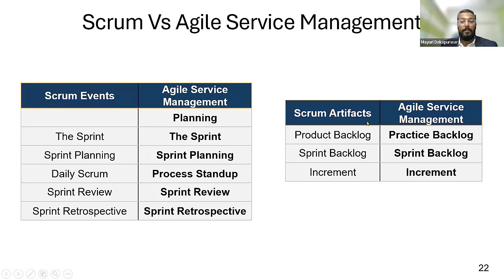Now, if I talk about Scrum artifacts, we have the product backlog, the sprint backlog, and the increment that we deliver at the end of every sprint. We call those the artifacts. Similar to that, in Agile Service Management, we now have a practice backlog, which will talk about microprocesses within that particular practice and high-level user stories related to those microprocesses. And you have a sprint backlog, which will have detailed stories about the microprocess, and an increment. So these are the artifacts that we have in Agile Service Management.